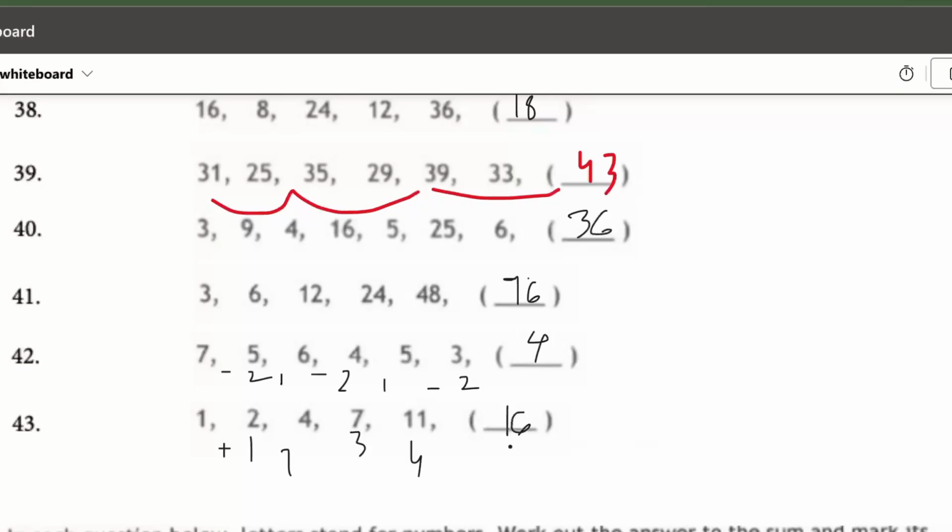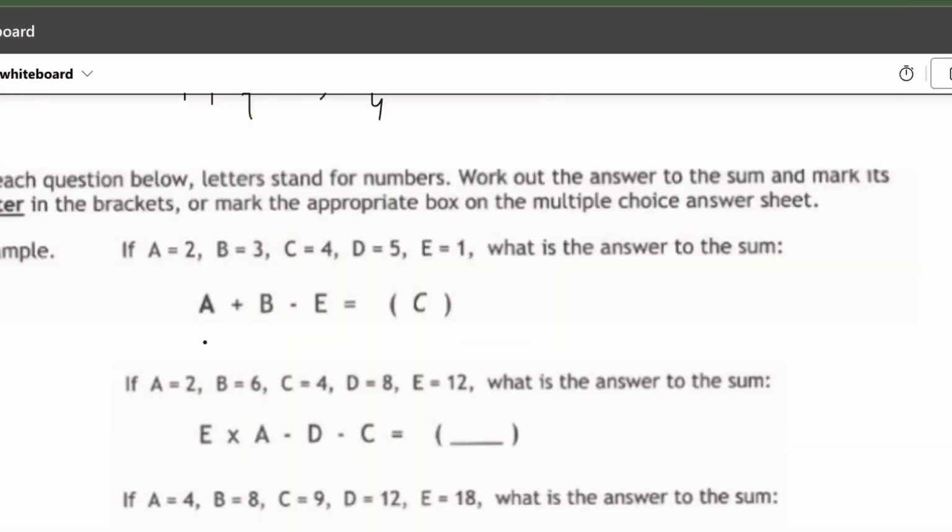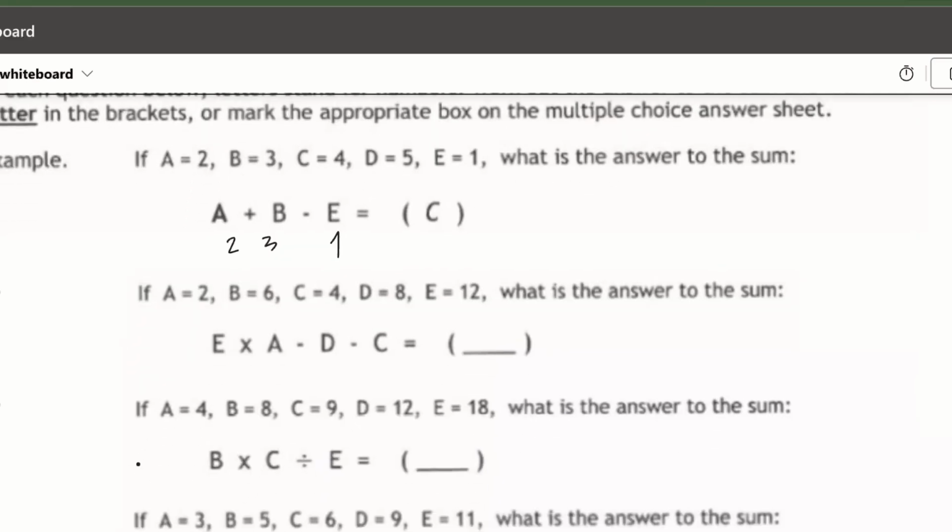Question number 43, we're going to add 1, add 2, add 3, add 4, add 5 is going to be 16. Question 44, let's substitute. We have 2 plus 3 minus 1. Actually, going on to question number 44, because that was the example, we have 12 times 2 minus 8 minus 4. We're going to do, so let's write down over here BODMAS.